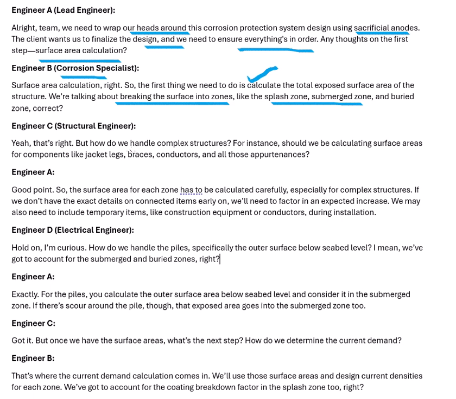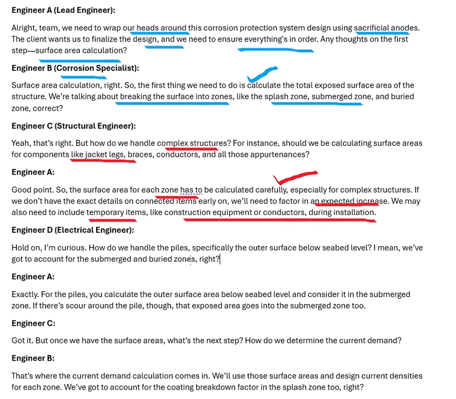Yes, that's right, but how do we handle complex structures? Should we be calculating surface area for components like the jacket, legs, braces, conductors, or those operators? Good point. The surface area of each zone has to be calculated carefully, especially for complex structures. If we don't have the exact details of the connected items early on, we'll need to factor in an expected increase. We may also need to include temporary items like construction equipment or conductors during installation.